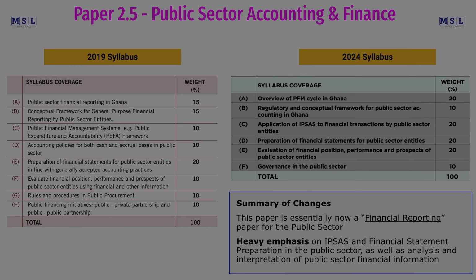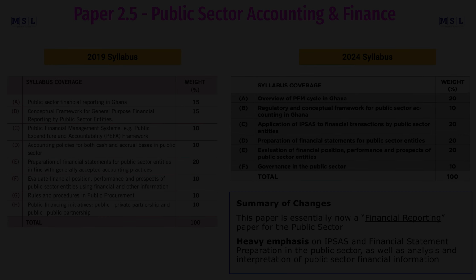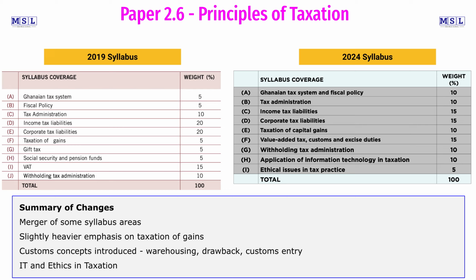Then we have paper 2.6, principles of taxation. We've seen a merger of some syllabus areas. So for example, something like the taxation of gifts. Gift tax had 5 marks in the old syllabus. You wouldn't find gift tax standing alone now. It's been subsumed within the individual headers. So employment income, business income, investment income, they've all taken their aspects of that. We've seen a heavier emphasis on the taxation of capital gains. So taxation of gains was previously for 5 marks in the old syllabus. It's now 10 marks, right? They've emphasized that a lot more.